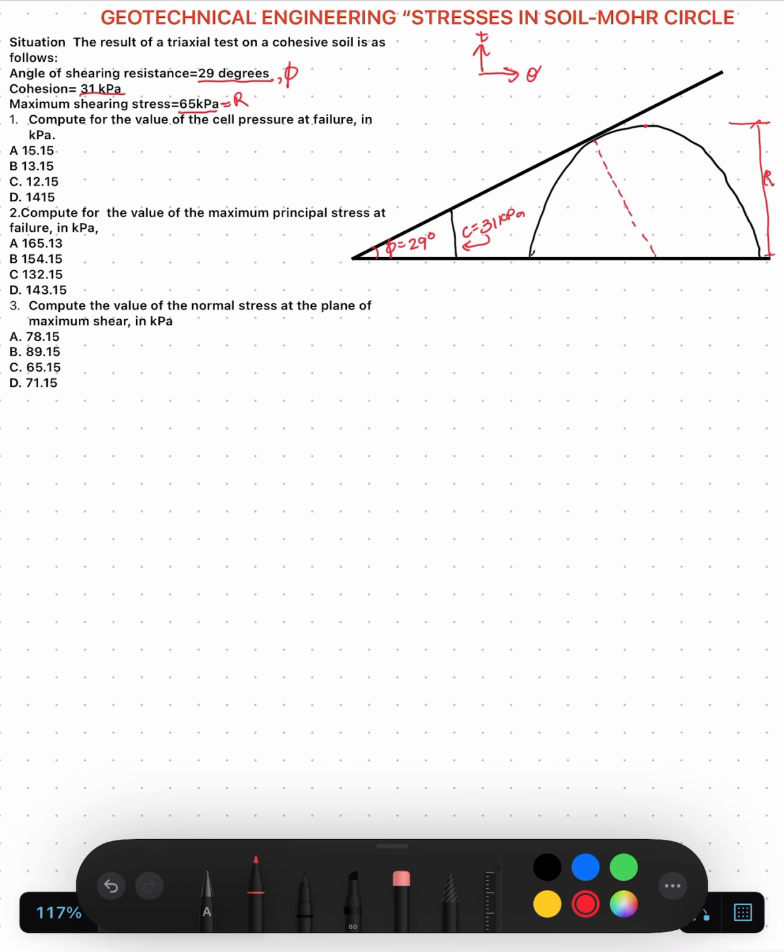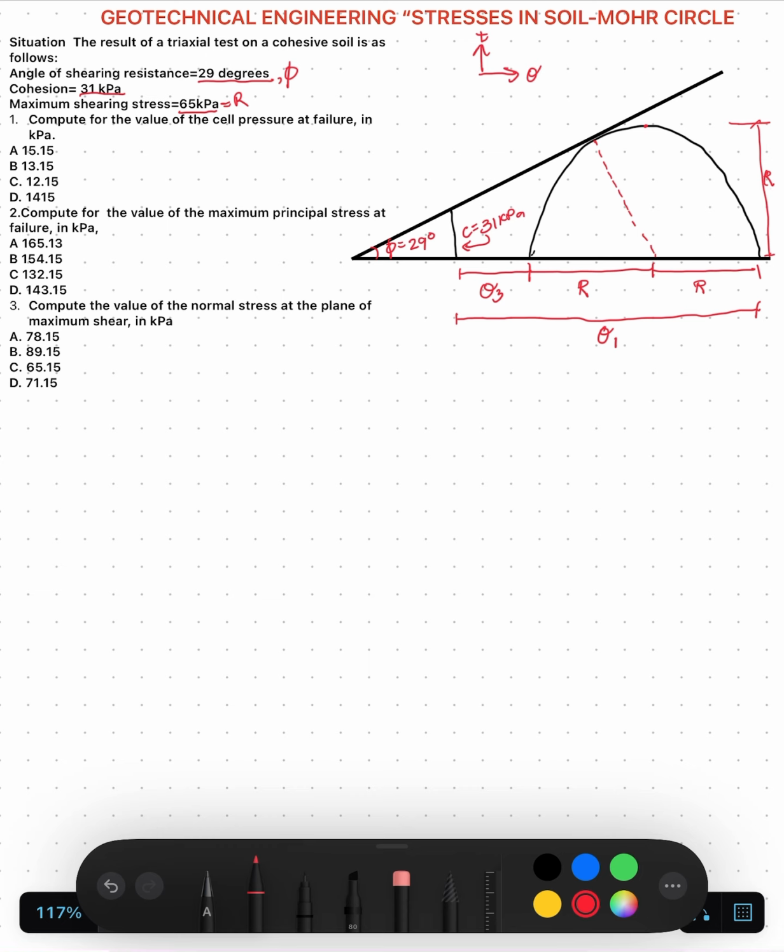Next, we will just label the parts of the Mohr circle. So we have here the sigma 3. This is called the cell pressure, or the chamber confining pressure, which is also sometimes called the minimum principal stress. Next, we have the radius of the Mohr circle, and then another radius. Now if we sum it up from here to here, we'll come up with our sigma 1, or the maximum principal stress.